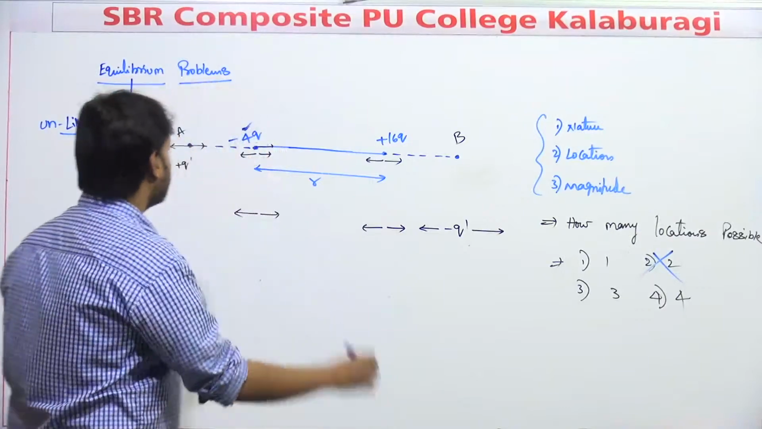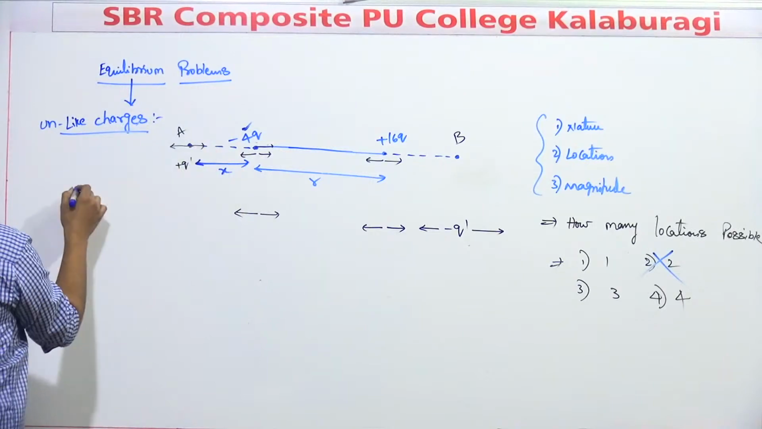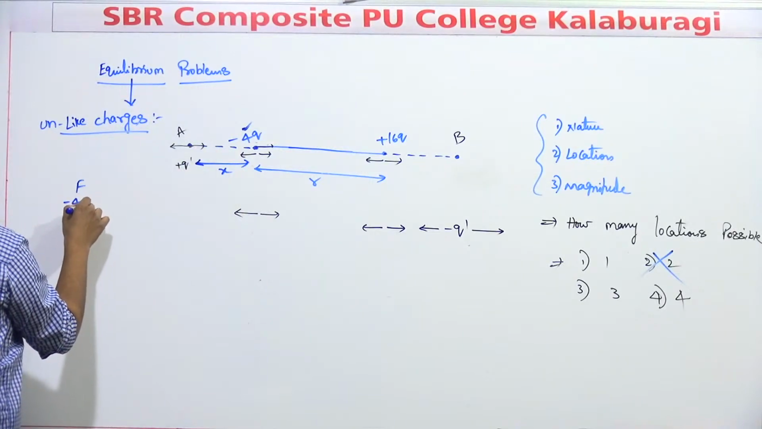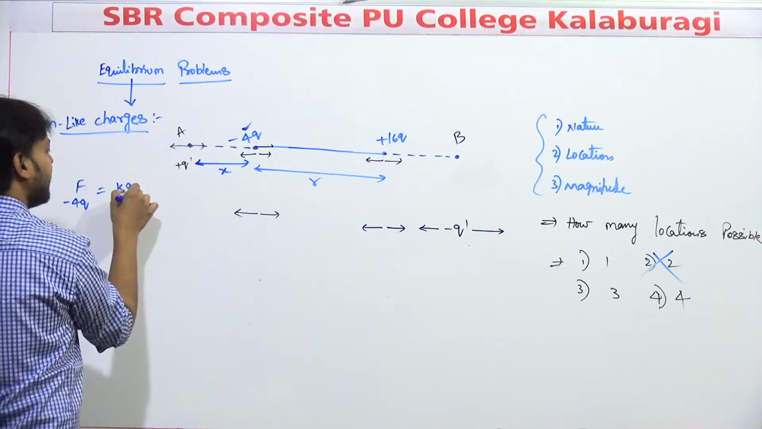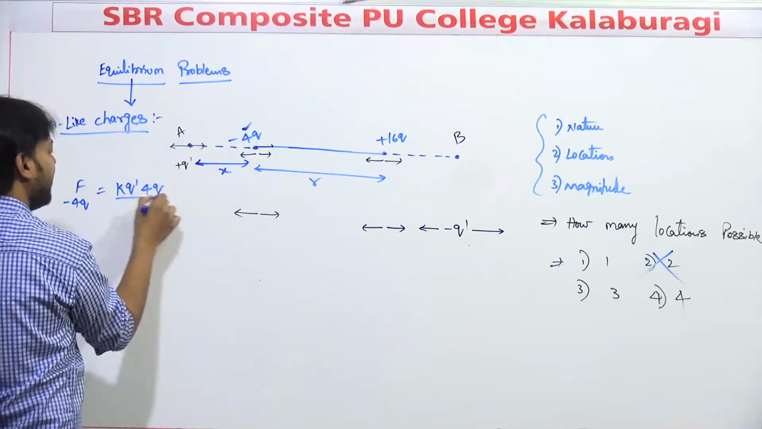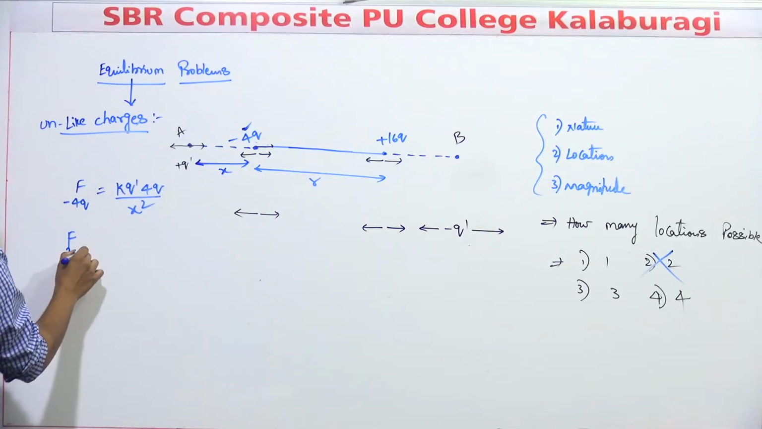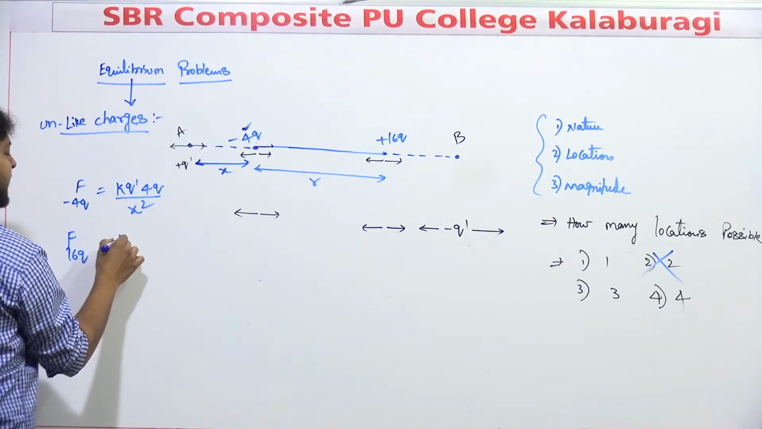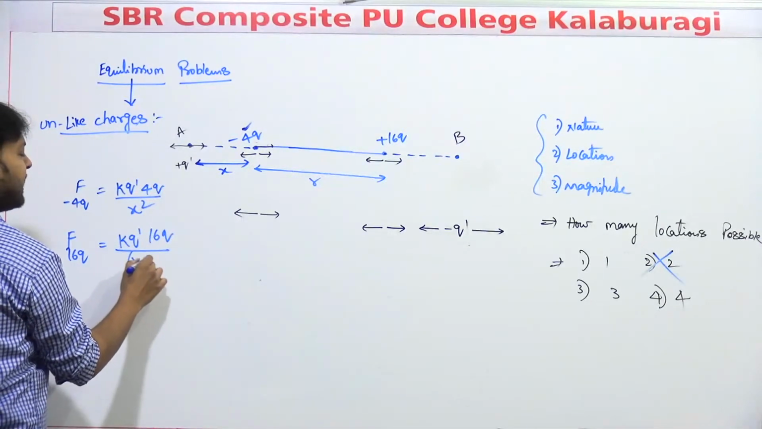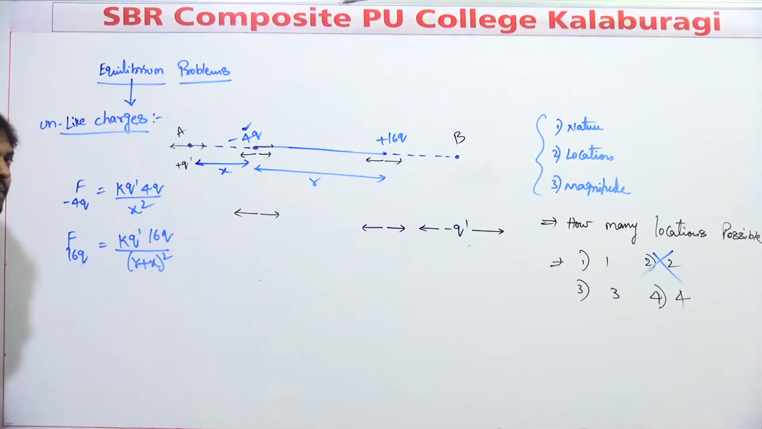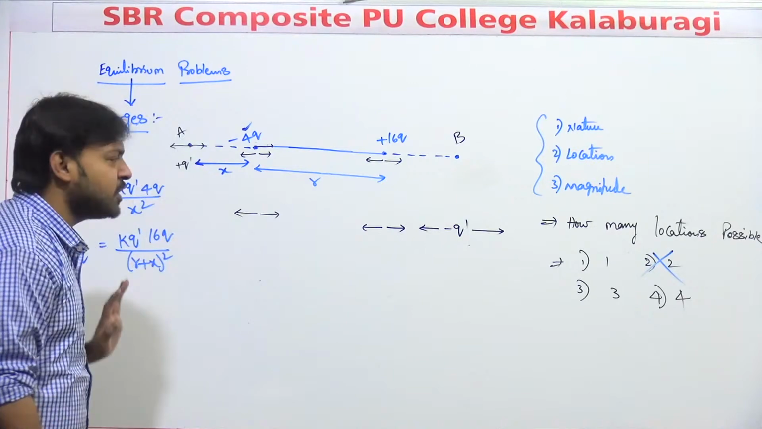So assume this distance as x, and write the force by 4q on q dash. How much? K q dash 4q divided by x square. Now the force by 16q on q dash. How much? K q dash 16q divided by r plus x whole square. I am considering this point. Now, is this situation possible?